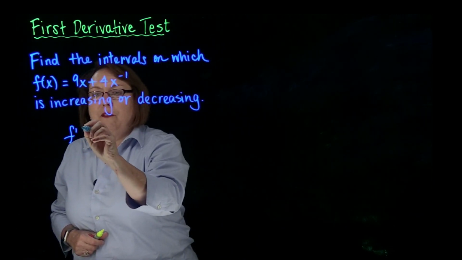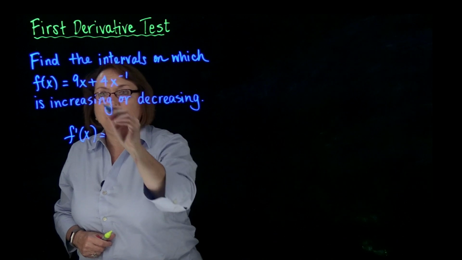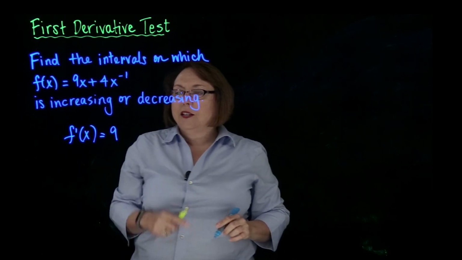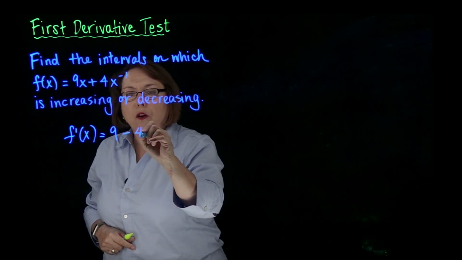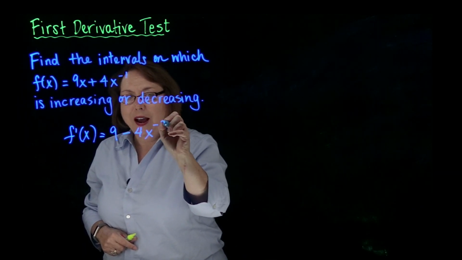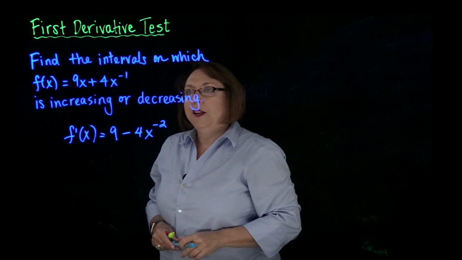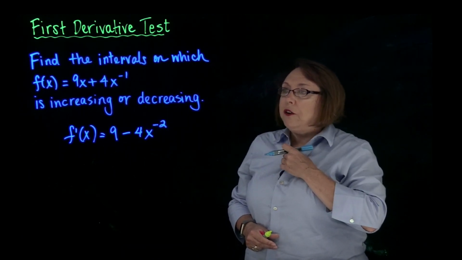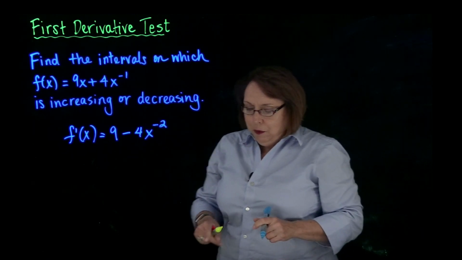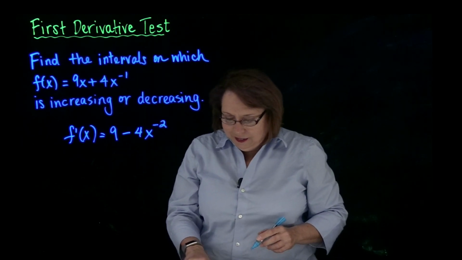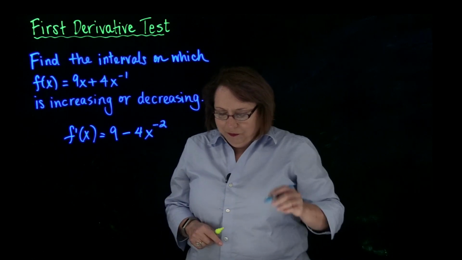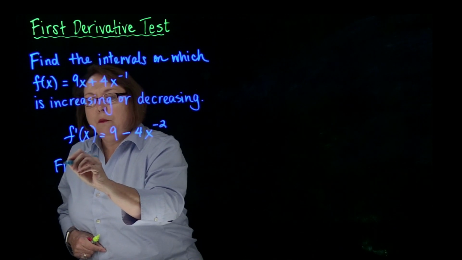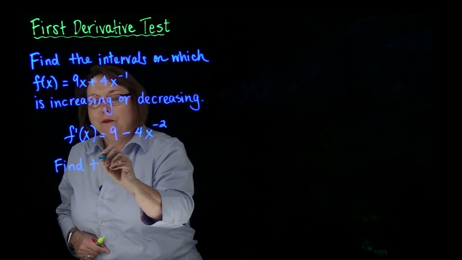So f prime of x is going to be the derivative of 9x will be 9, and the derivative of 4x to the minus 1 will be minus 4x. Remember, we subtract 1 from the exponent using the power rule, x to the minus 2. So that's our first derivative. What we want to do for that is figure out and find the critical numbers for this function.